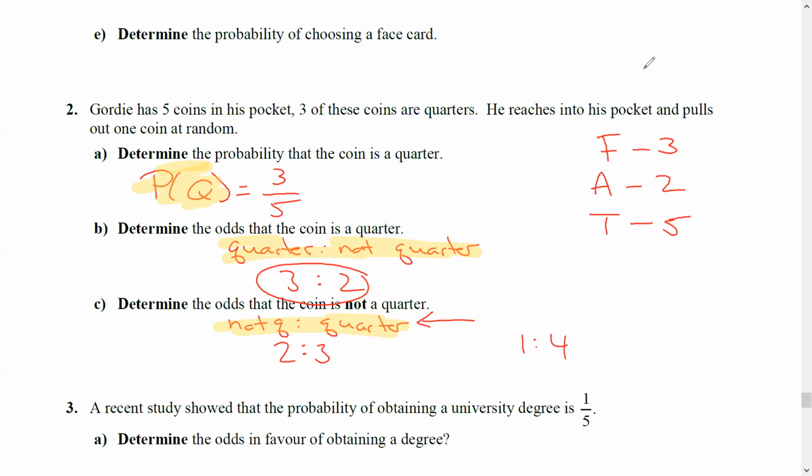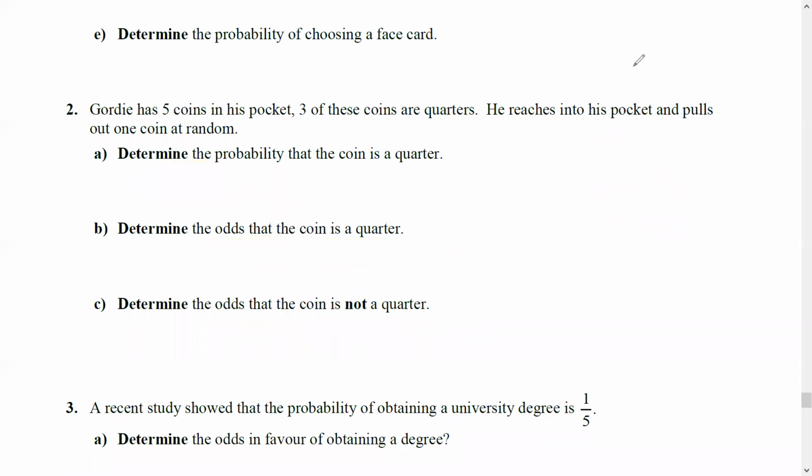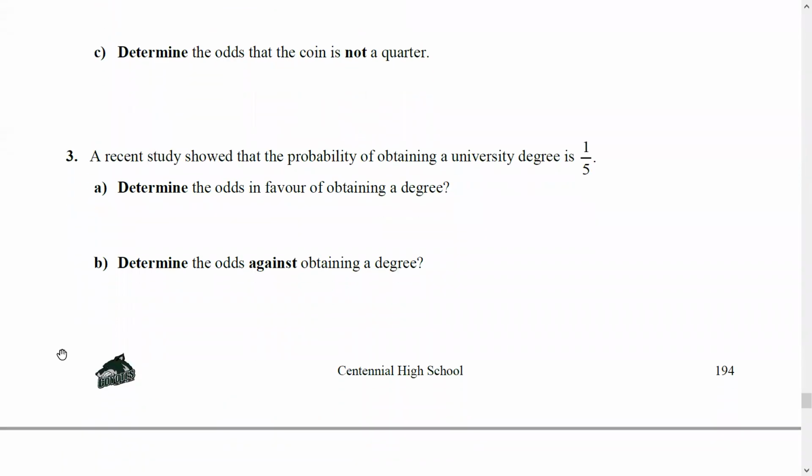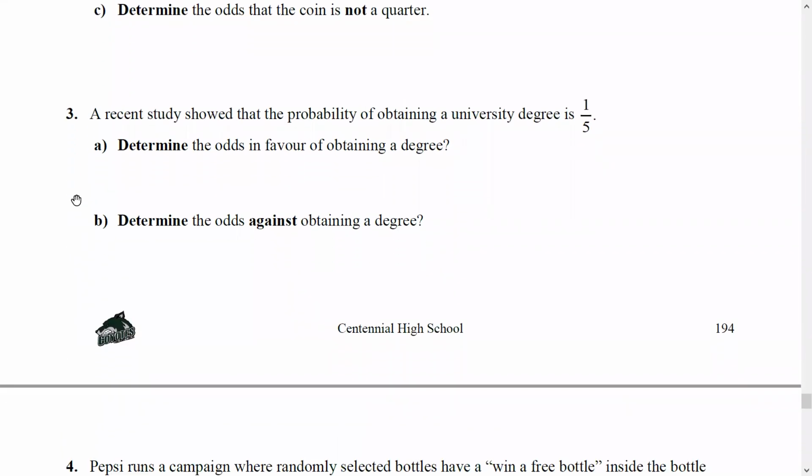Again, it's not all about the diploma, but I'll tell you when I'm up marking diplomas, how many kids don't write things down and how many easy marks they lose because they're not expressing to us what they're trying to do. Okay. A recent study found that the probability of obtaining a university degree is 1 over 5.